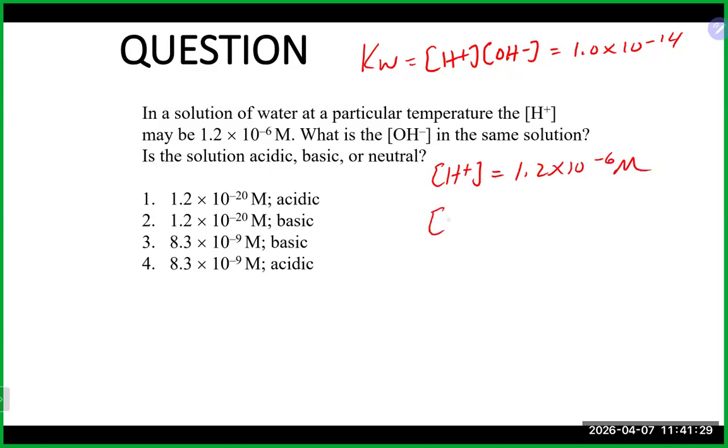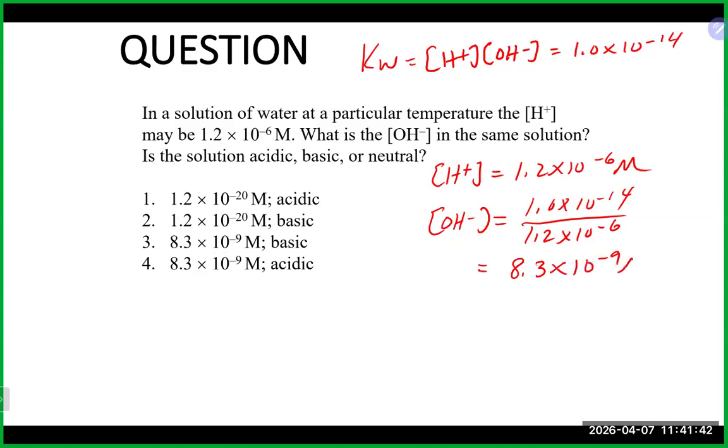To solve for the opposite one, you take 1 times 10 to the minus 14 divided by our 1.2 in this case, times 10 to the minus 6. That is going to give you an 8.3 times 10 to the minus 9. It does need units of molarity as it is a concentration.